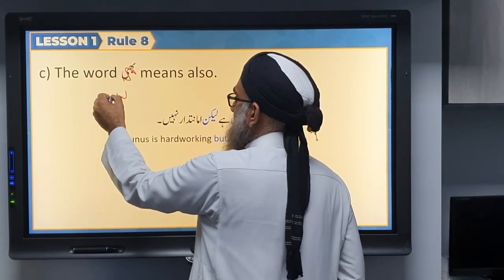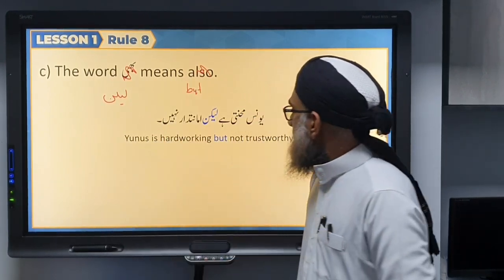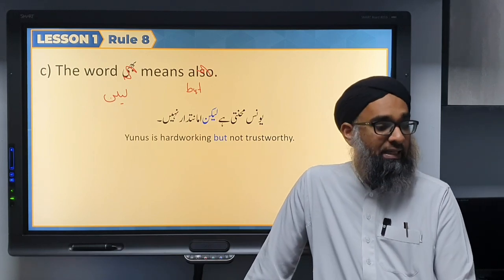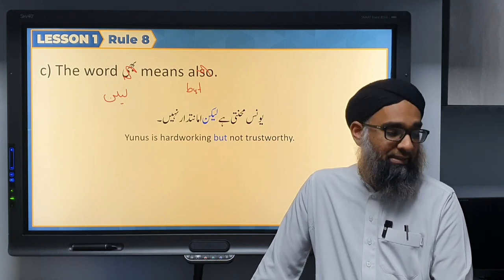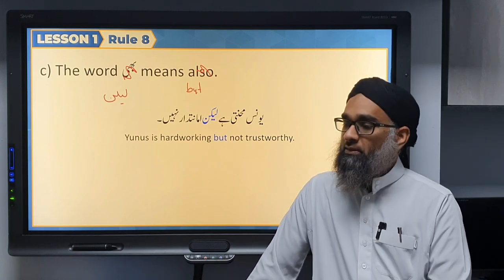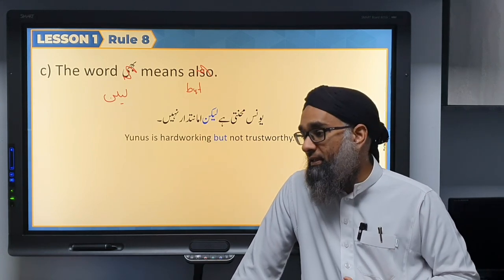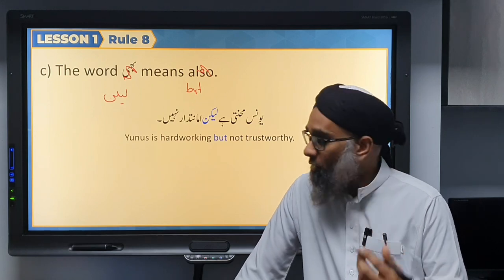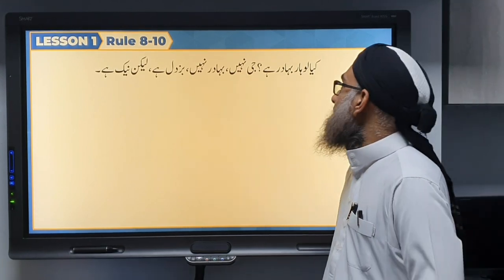Lekin means but. So, Yunus mehnati hai. Lekin, like lakin in Arabic, but, however, amanatdar nahi, he is not, what? Not trustworthy. So you have aur, what does aur mean? And. And bhi, also, and lekin, however, or but, depending on the context.